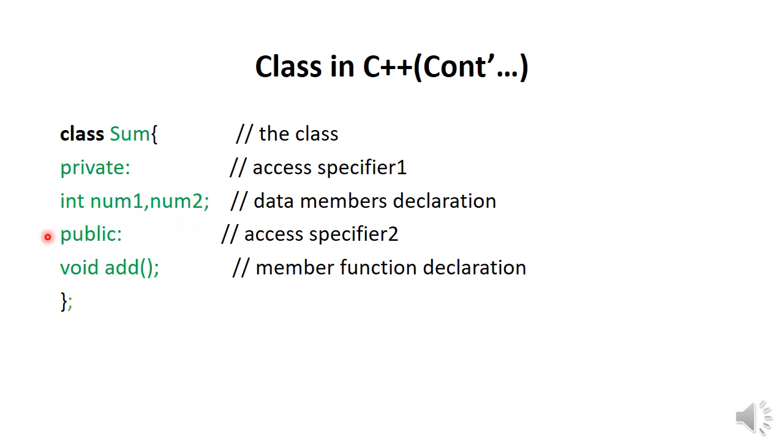After that we have another access specifier which is public. Public access specifier means that the members after this access specifier will be accessible everywhere in this C++ program. Here we have a member function called add, with return type void, and we don't have parameters. So this is the declaration of a member function. Keep in mind that a member function declaration is always inside a class. This is the end of our class.